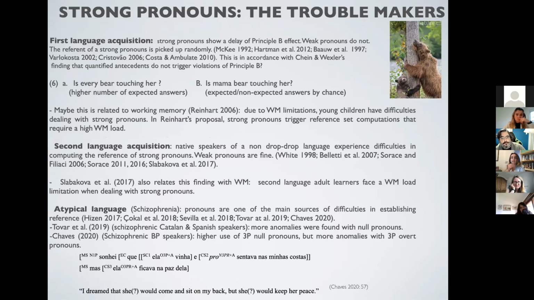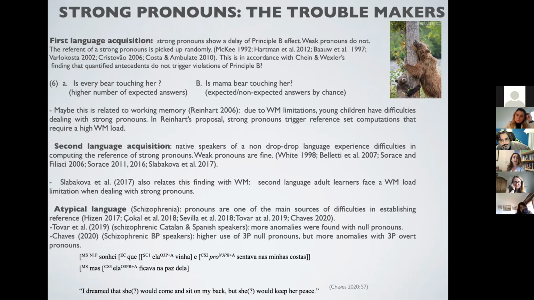So if you look at strong pronouns, they are actually troublemakers all over. If you look at first language acquisition, for example, we see that strong pronouns show a delay of Principle B effect, which weak pronouns do not, and this has been shown in a lot of different languages. Over and over, people have shown that reference of a strong pronoun is picked up randomly by kids before 6. And this is in accordance with Chien and Wexler's finding that quantified antecedents do not trigger violation of Principle B.